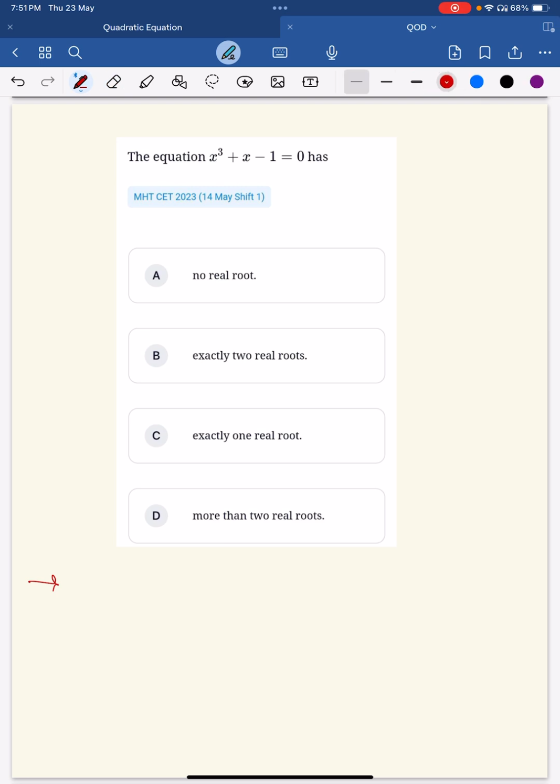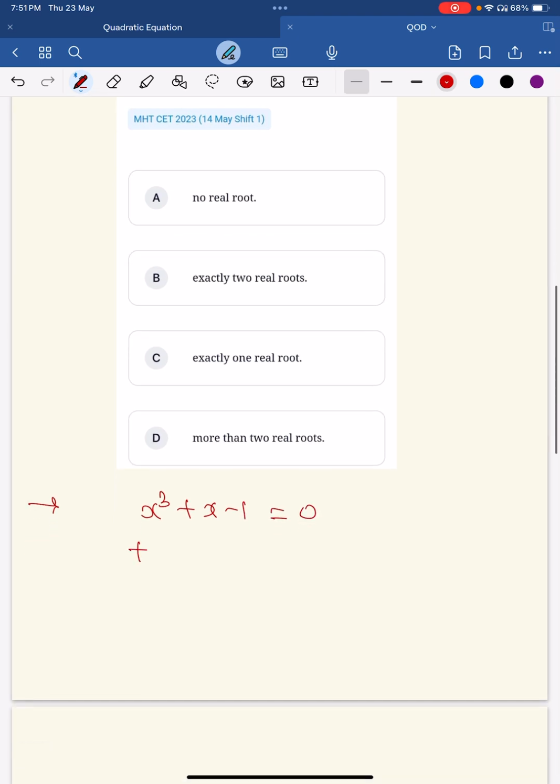We have the given equation x cube plus x minus 1 equal to 0. The sign of x cube is plus, the sign of x is plus, and the sign of 1 is minus. From plus to plus there is no sign change. From plus to minus there is one sign change. So from that we conclude by Descartes rule that there is at most one positive real root.